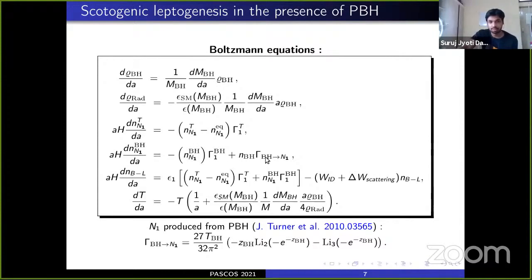So here the source term, which is basically the decay rate of the black hole to the N1, can be approximately written through this expression, where these Li's are the polylogarithmic functions, and these ZBH are defined in terms of the black hole temperature.